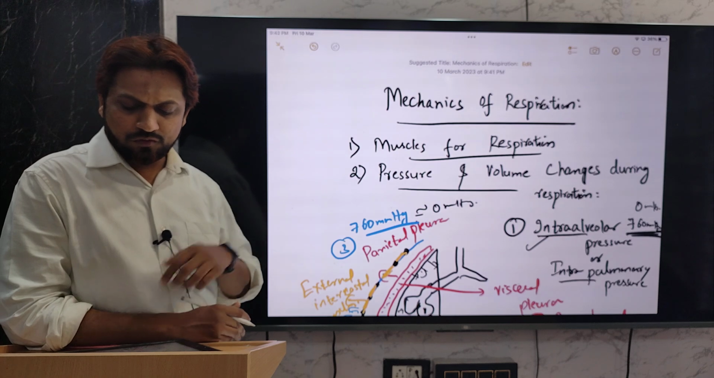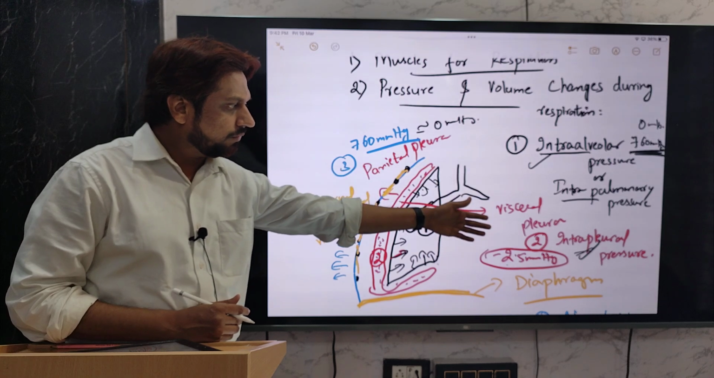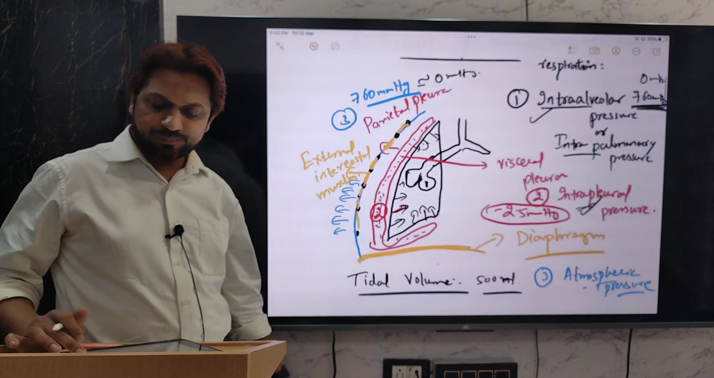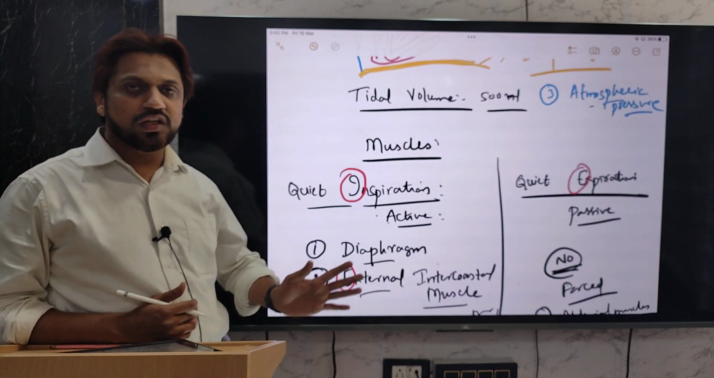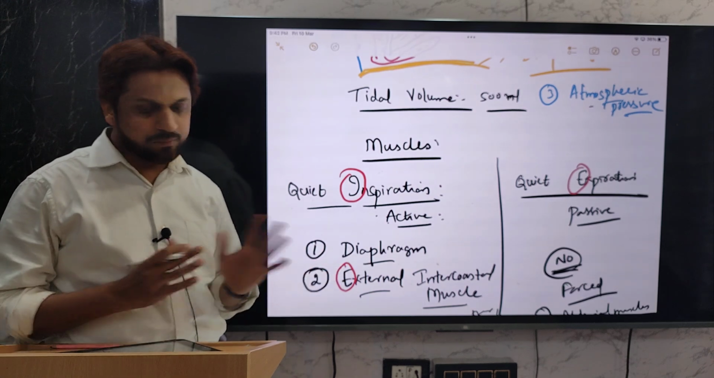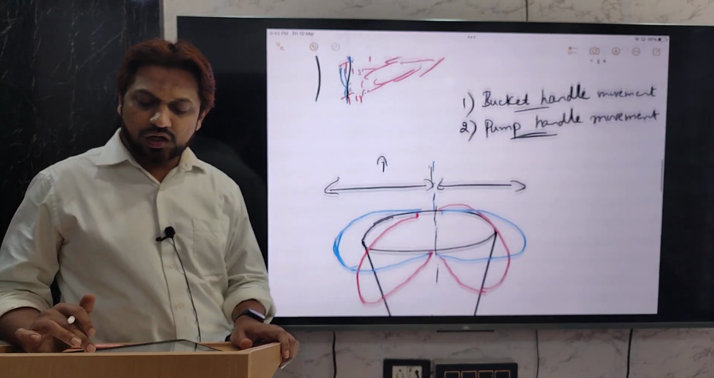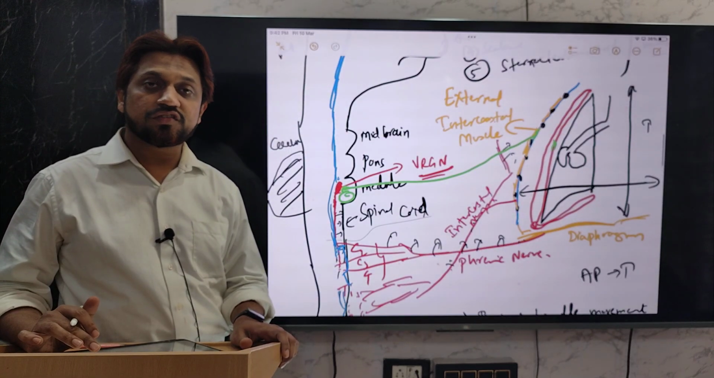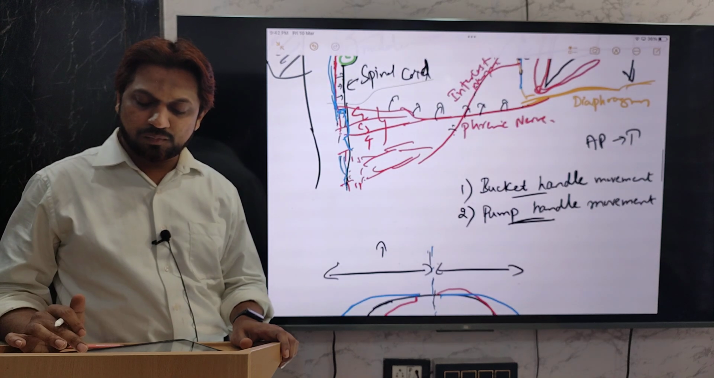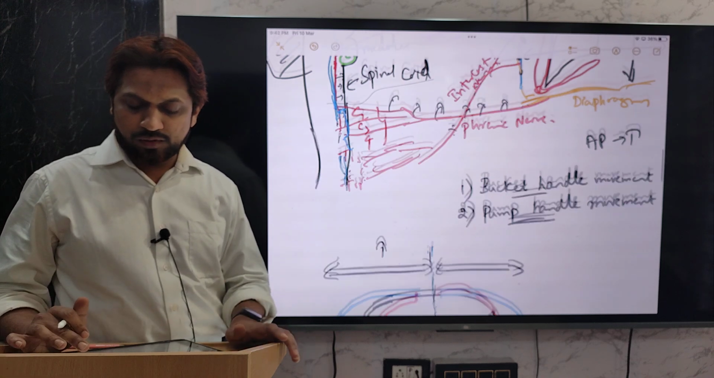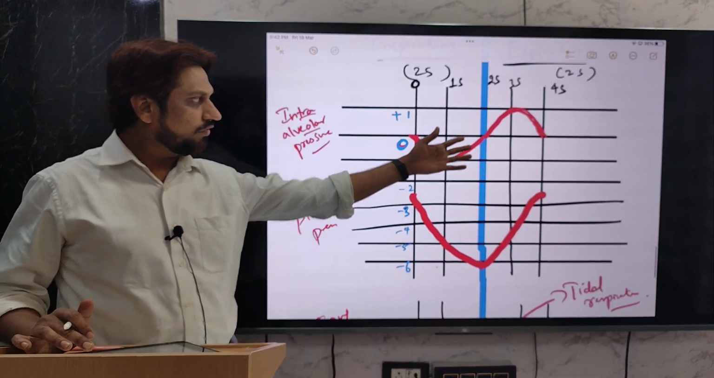Just to summarize today's topic, first we had a background about the various pressures: intraalveolar pressure, intrapleural pressure and atmospheric pressure. Then why the intrapleural pressure is negative, mainly because of the elastic recoils of the lungs and chest walls in opposite directions. Then we discussed the mechanics of breathing, how pressure changes take place inside the lungs with the help of the bucket handle movement and the pump handle movement. And finally the volume changes, that is the tidal volume.